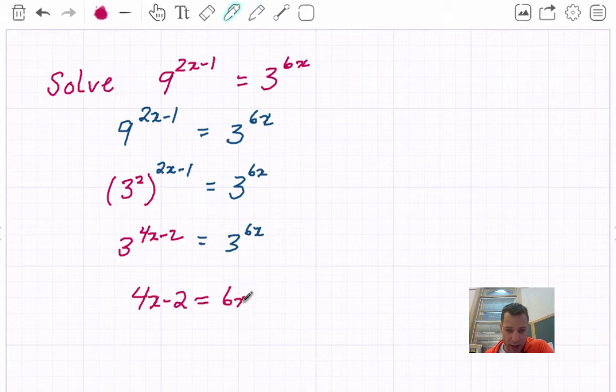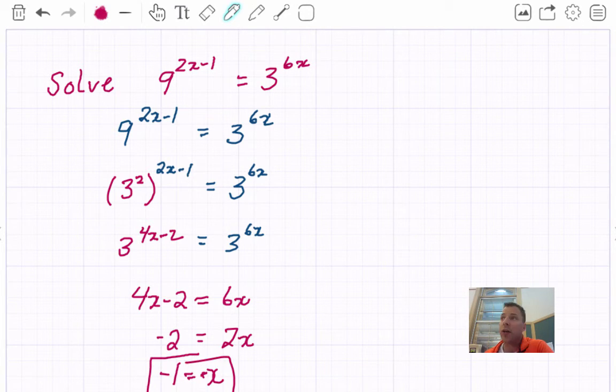If the bases are the same, then their powers have to be the same. So I get negative 2 equals 2x, so x equals negative 1. Oops, positive x, I don't know why I went to negative.